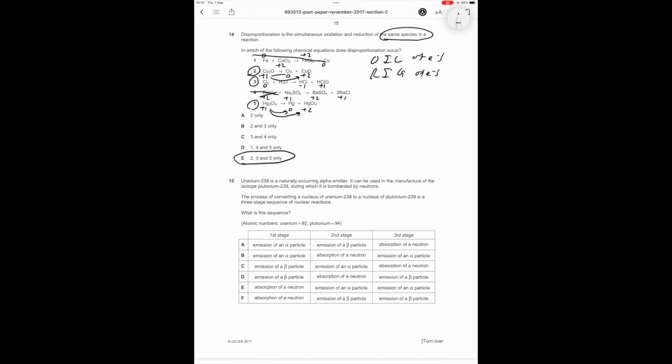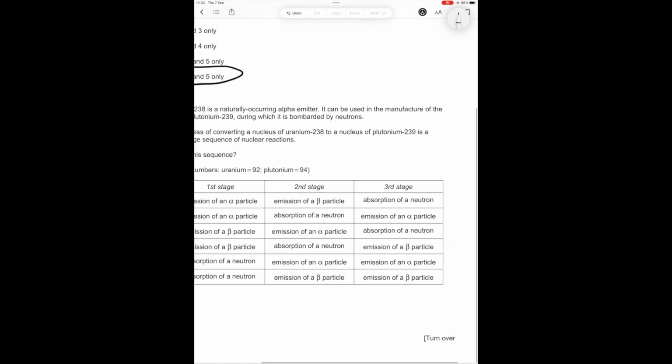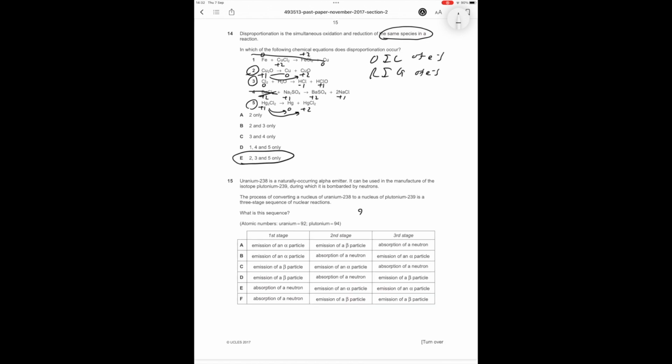Uranium-238 is a naturally occurring alpha emitter. It can be used in the manufacture of the isotope plutonium-239, during which it is bombarded by neutrons. The process of converting a nucleus of uranium-238 to plutonium-239 is a 3-stage sequence of nuclear reactions. What is the sequence? Atomic numbers are 92 and 94. So what we want to go from is 92, 94, 238 to 239.